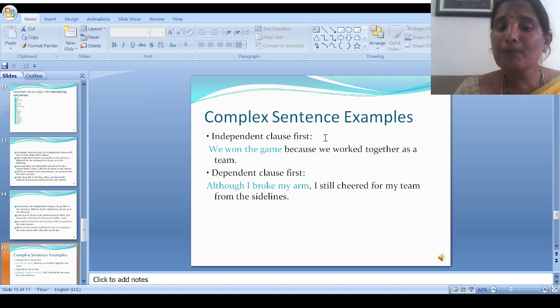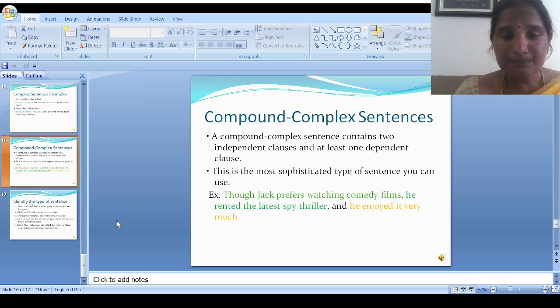Examples of the complex sentence. We won the game because we worked together as a team. So we won the game is your independent clause. Although I broke my arm, I still cheered for my team from the sidelines. So cheering is the main idea, and this becomes your independent clause. Although I broke my arm relies on the other part of the sentence, so it becomes your dependent clause.